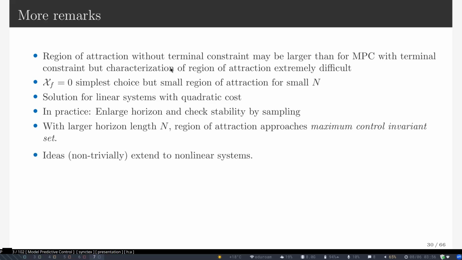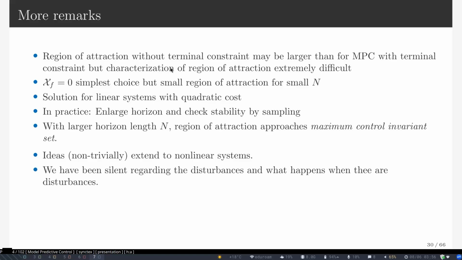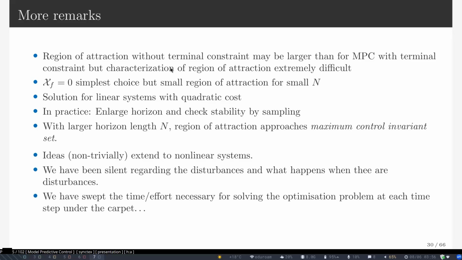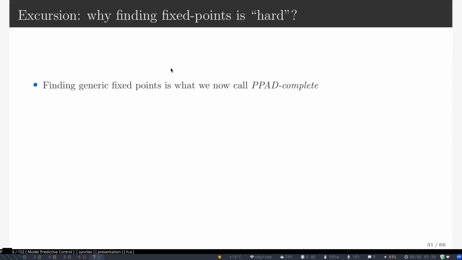Non-trivially, we can talk a lot about the linear systems as well. And what we've been silent about is the impact of disturbances and what happens when there are disturbances. The other thing that I have to cover is the time and effort needed to calculate. Now, there's going to be a break after this slide.